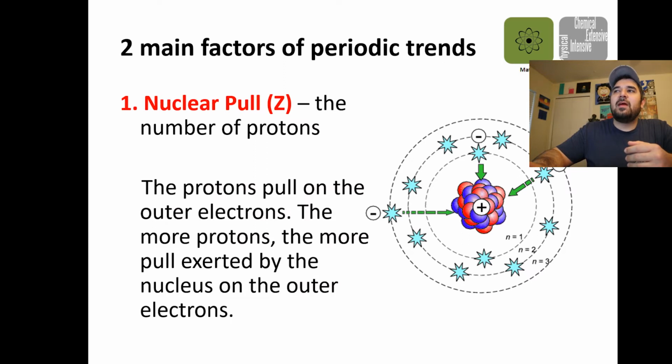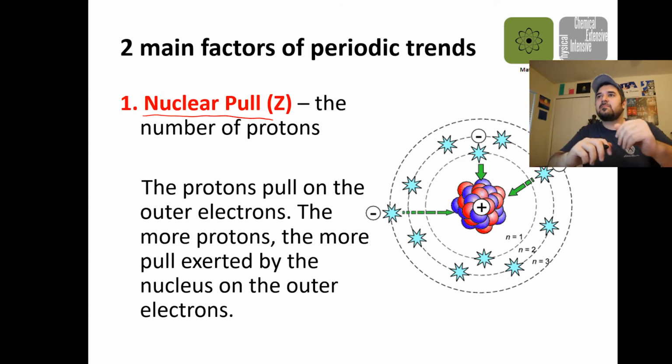All right, so there are 2 main factors that affect periodic trends. There are actually 4, but we're only going to talk about the 2 most important ones. The first one is going to be nuclear pull. Every element has nuclear energy in it. That energy is what's holding the atom together. If that energy wasn't there, the atom would just fall apart. So that's one of the most important things when it comes to periodic trends.